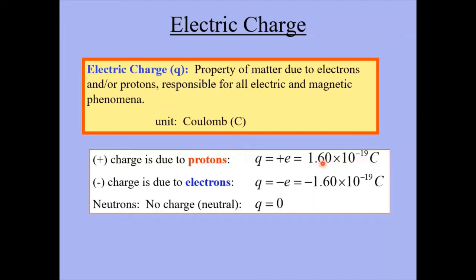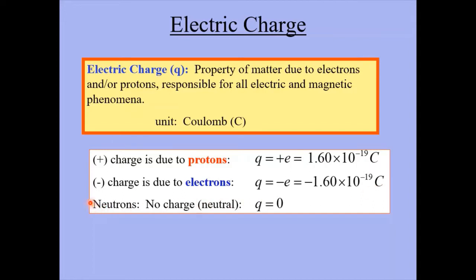So this is obviously a very small amount of charge, because we're just talking about a single proton that sits inside the nucleus of an atom. Negative charge is due to electrons. And the negative charge of an electron is equal to the same amount as the proton, but it has a minus sign in front. So there are two types of charges, and we call them negative and positive charges. But you can see that the electron has a charge of negative 1.6 times 10 to the minus 19 coulombs.